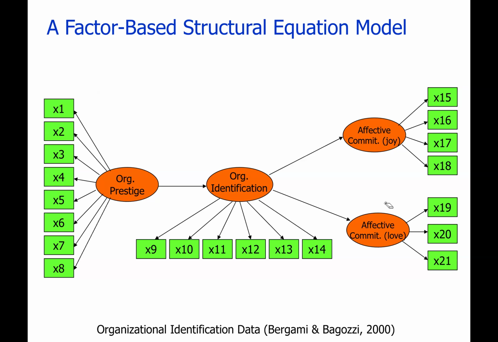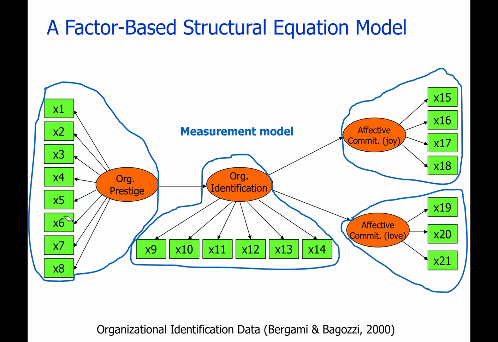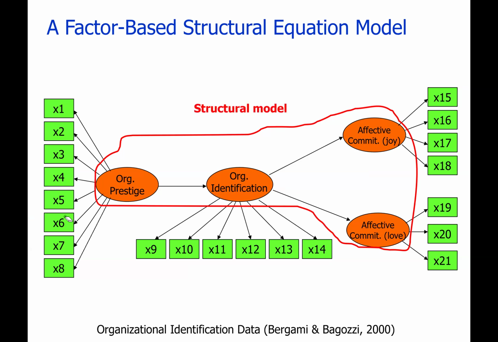Okay, and then, naively speaking, in factor-based SEM we simply have this kind of model. We have all these constructs: organizational prestige, organizational identification, and affective commitment of different types. These concepts or constructs are represented as factors. This is factor-based SEM, and it has two sub-models. This is called the measurement model, where we look at how each factor is related to different indicators. The other sub-model is called the structural model, focusing on the relationships among these factors.